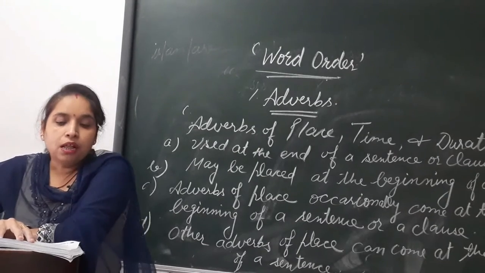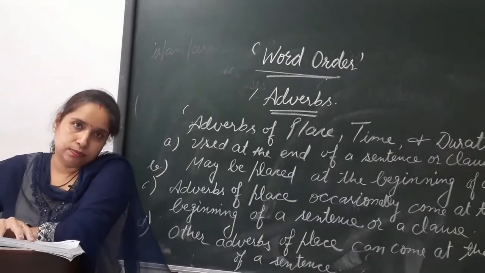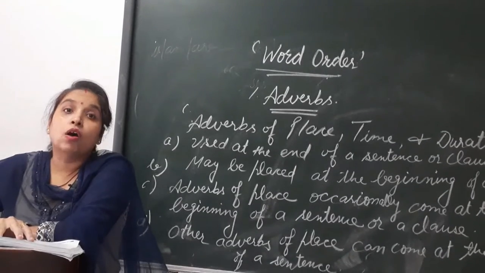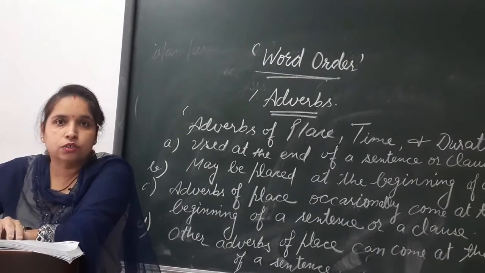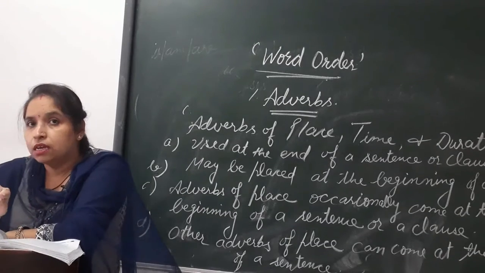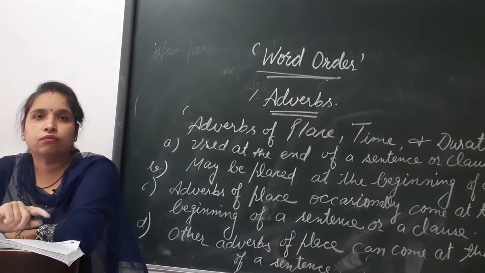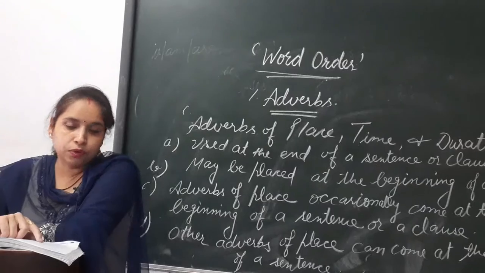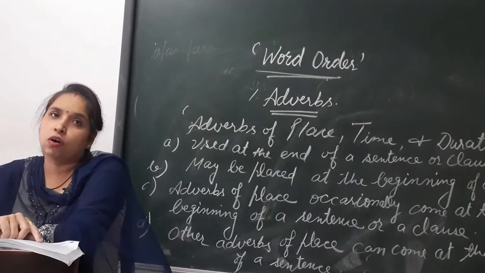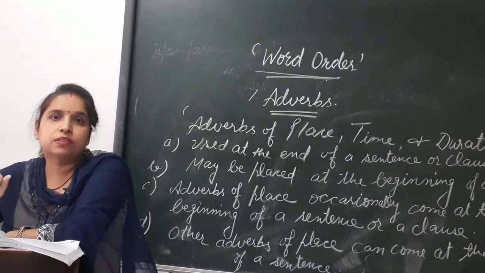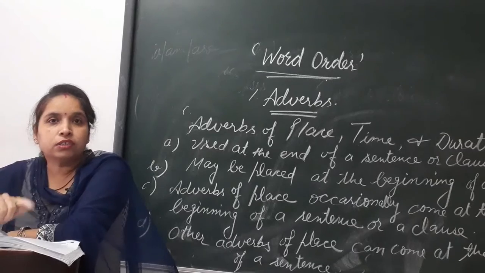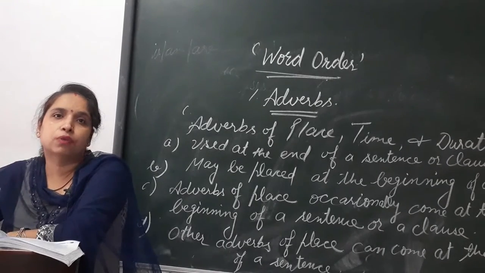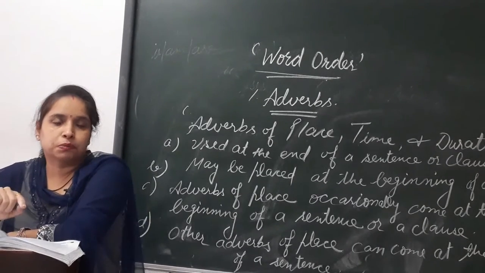For example, they always work hard. What do they do? They always work hard. So work hard, they are doing always. So always is modifying work hard, so this comes before that verb. She often leaves without permission. Leaves is a verb here. Often is describing, modifying that verb. So it comes before that verb.